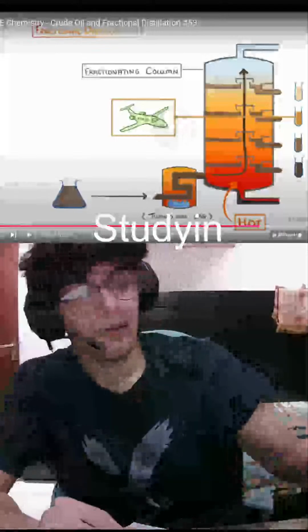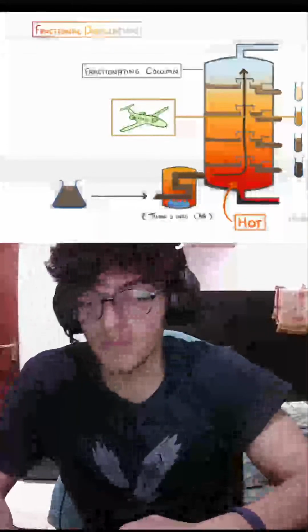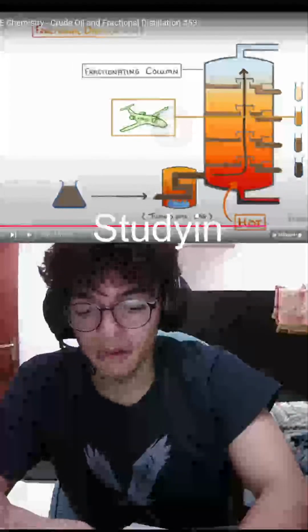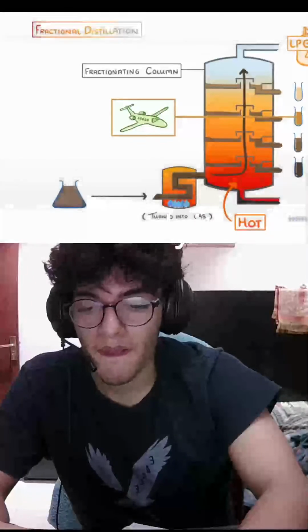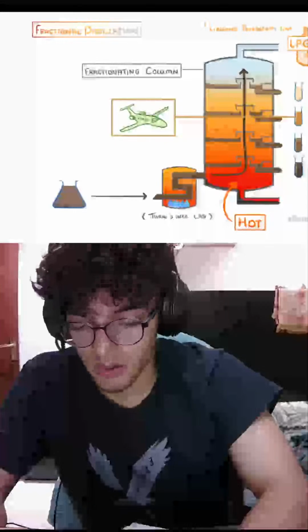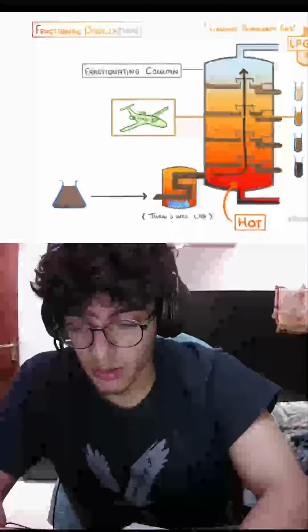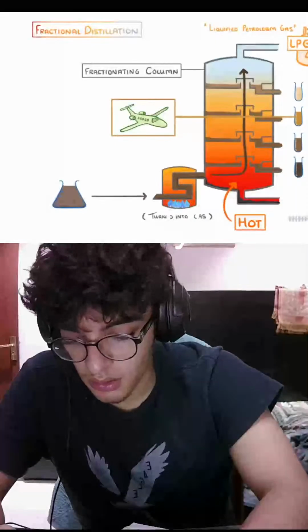Some hydrocarbons are so short and have such low boiling points that they stay as a gas the entire time. Oh, so like ethane, methane. For example, LPG, which stands for liquefied petroleum gas, contains mainly propane and butane, which are both.